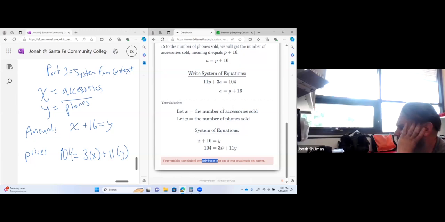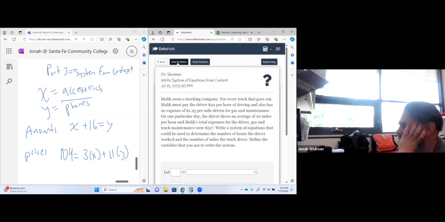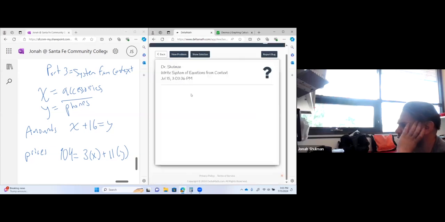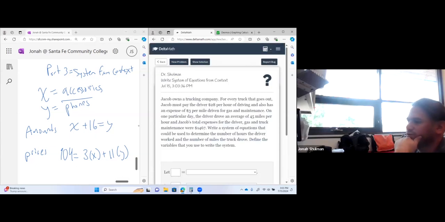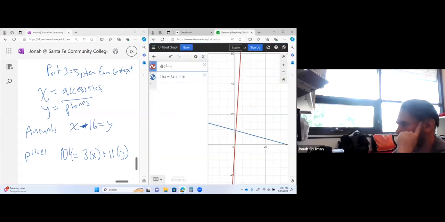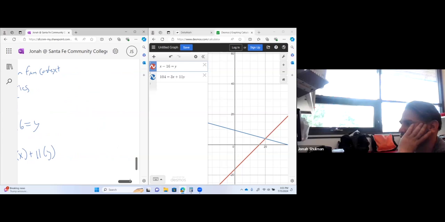It had x plus 16. Oh, I see. So is there a way I can just go back? Nope. Whatever, I'll just do a new one. This one had to be minus because x is more than y. So this one has to be minus 16. I should have known when this was negative. It happens. There it is. So it's 20 because we have to subtract from the other one. So she sold 20 accessories and 4 phones. All right. I made one mistake, but let's try another one, right?